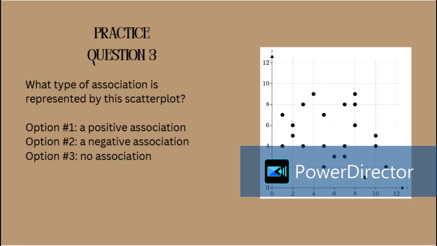Practice question 3. What type of association is represented by this scatter plot? Association is positive, negative, or no association. This one's no association. This one's completely random.